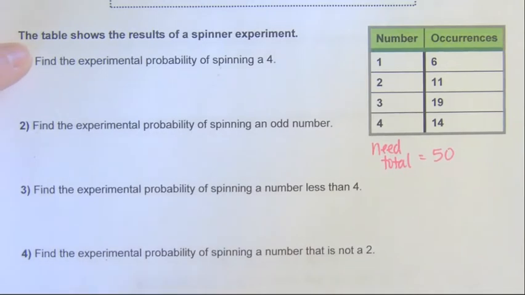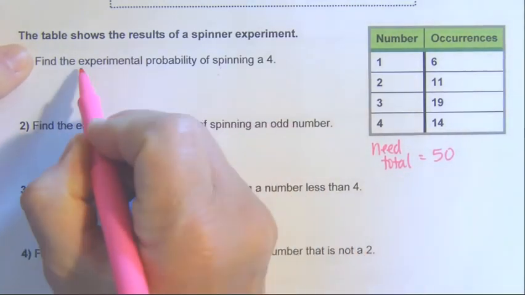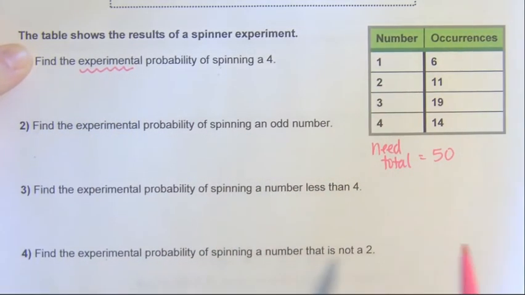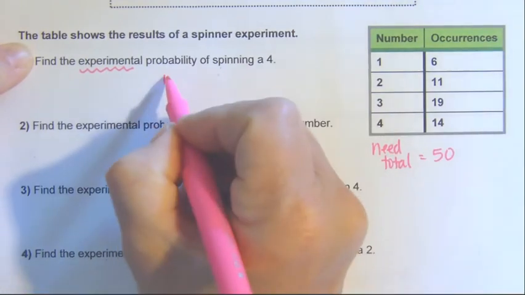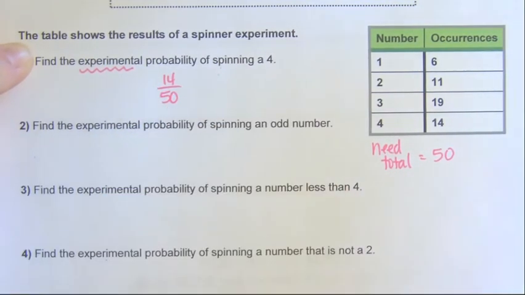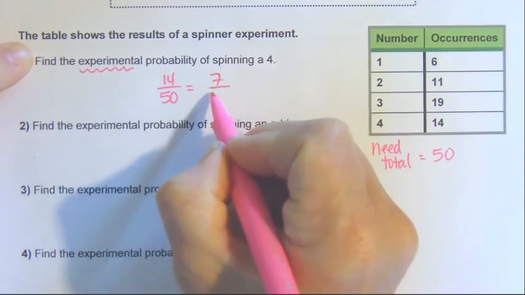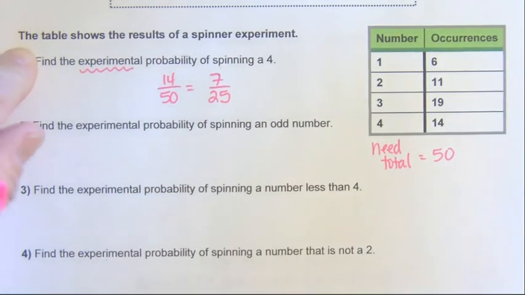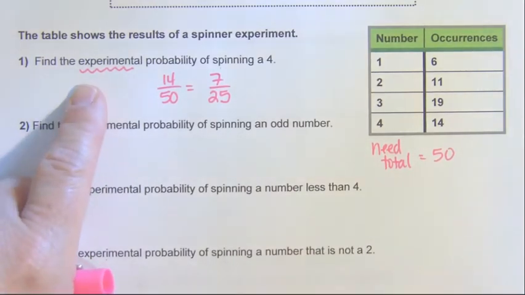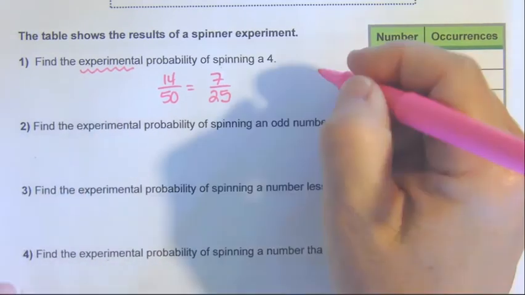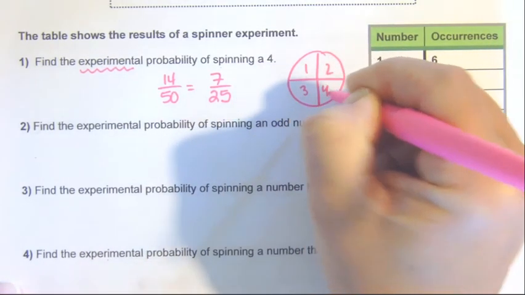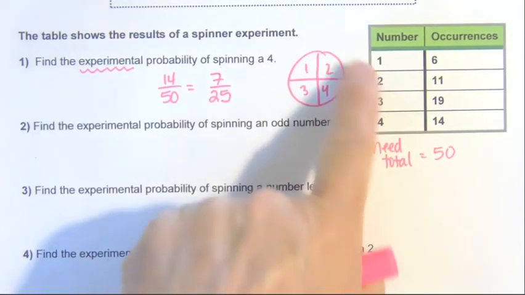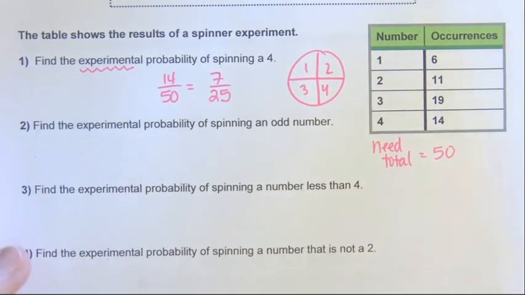All right, so what's the experimental probability of spinning a 4? Again, experimental means we want to look at this table, because I should get it 1/4 of the times, but I got a 4 14 out of 50 times, and then you have to reduce that fraction to get 7 over 25. So again, that's experimental probability. If it was theoretical, it would have been 1 out of 4 because a spinner would look like this and it would have 4 things on it. So there's a 4, 1 out of a total 4. That's theoretical.